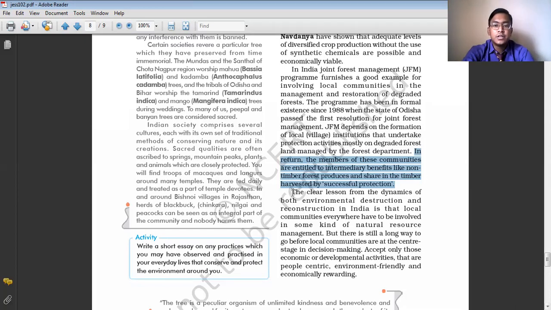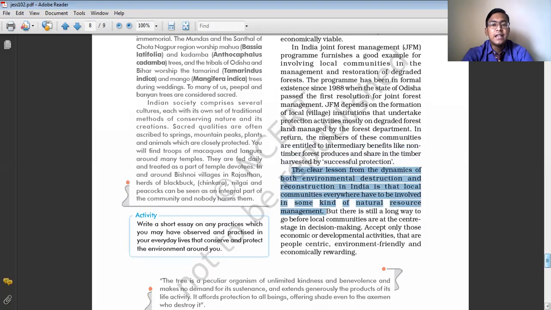The clear lesson from the dynamics of both environmental destruction and reconstruction in India is that local communities everywhere have to be involved in some kind of natural resource management. So the main thing we came to know is that in any resource management or forest management activities, the involvement of the local communities is very much essential, because without it, it will be difficult to manage the resources of any particular region.